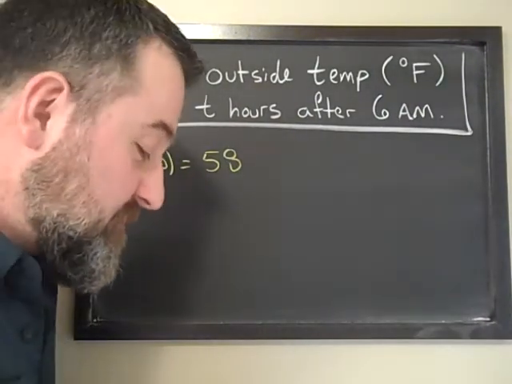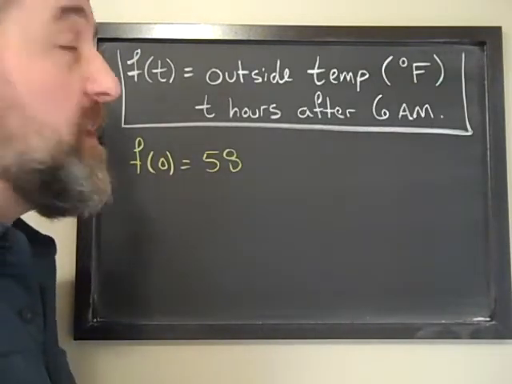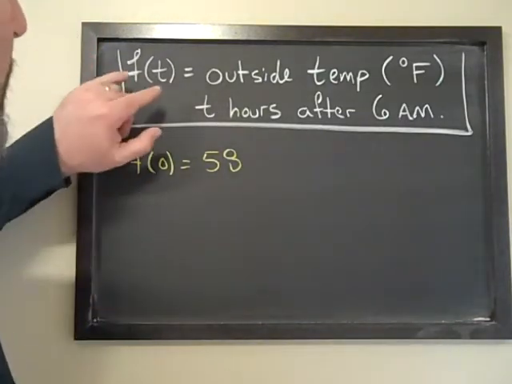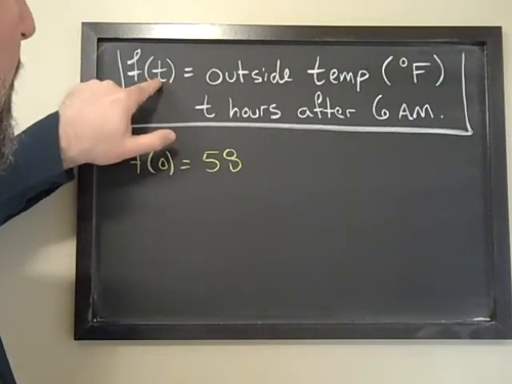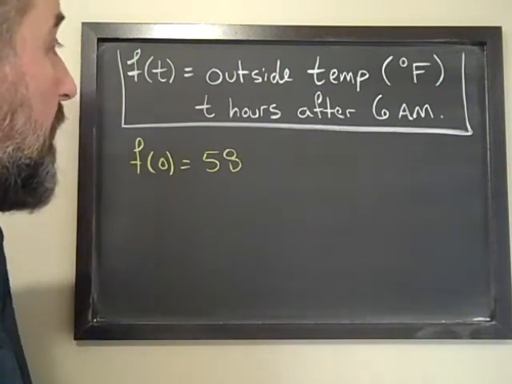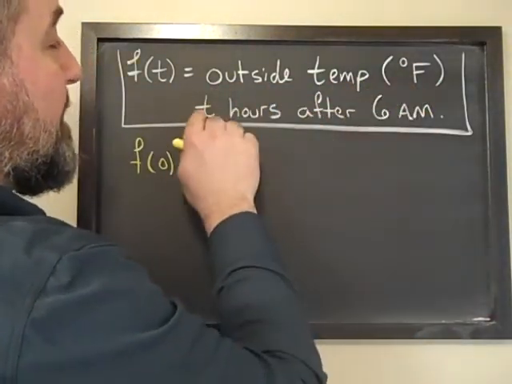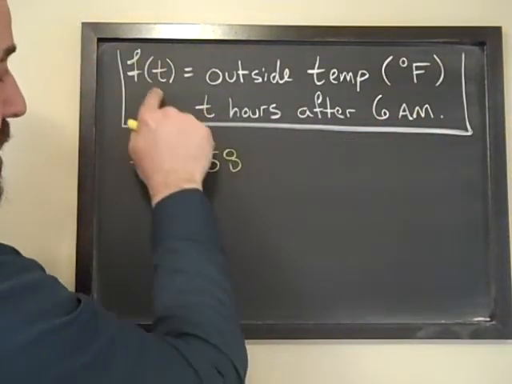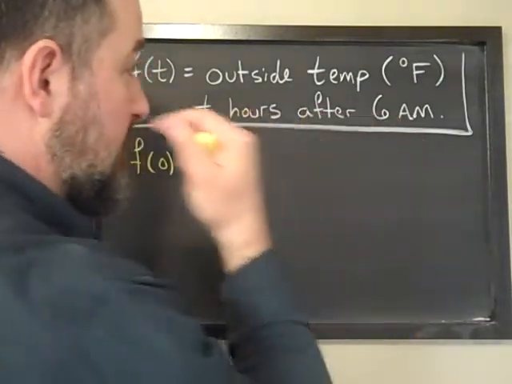Hello again. Alright, so this new example I've given you is a function that's a little more descriptive than just an algebraic expression. So I've defined f of t, not f of x. Now our independent variable, our input, is going to be a t value, not an x value. I've said f of t is the outside temperature in degrees Fahrenheit, t hours after 6 a.m. So the value that t is going to represent is the number of hours after 6 a.m.